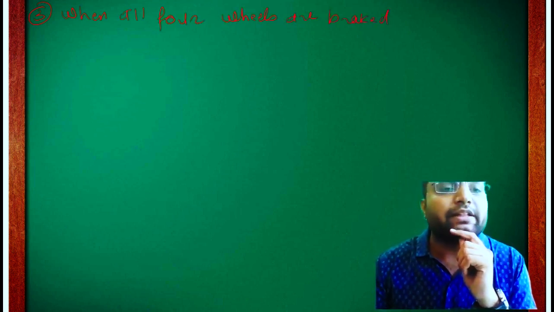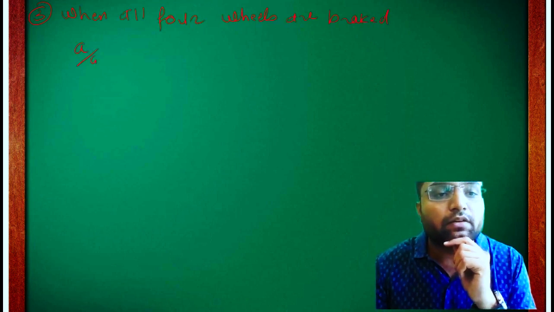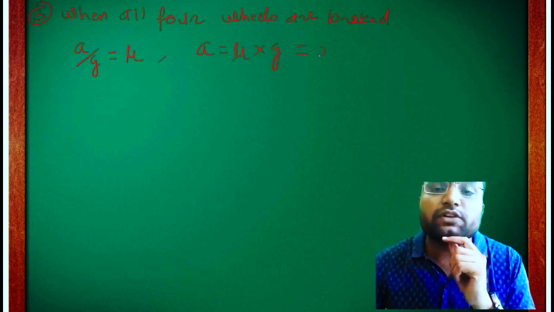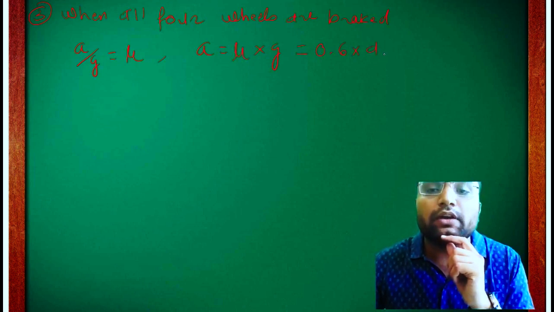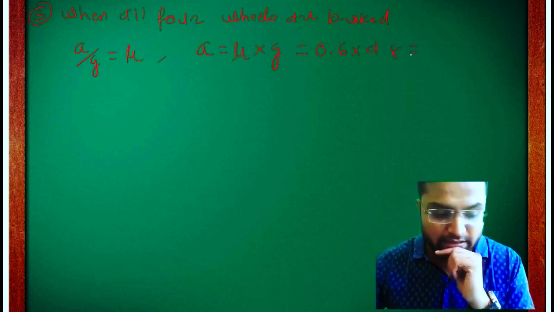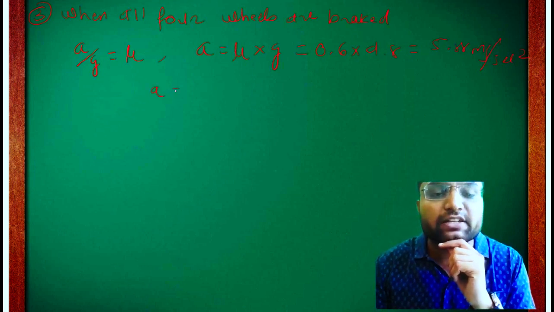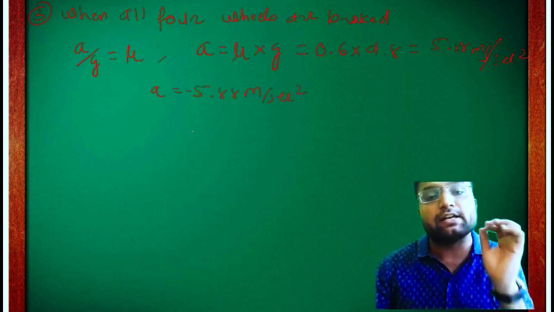Clear? In that case, our acceleration will be mu into g. So a is equal to mu into g. This is not u but mu. Here, mu into g is equal to 0.6 into 9.8. So ultimately the acceleration for this case is 5.88 meter per second square, which is also called a deceleration. We have to take it as a minus.